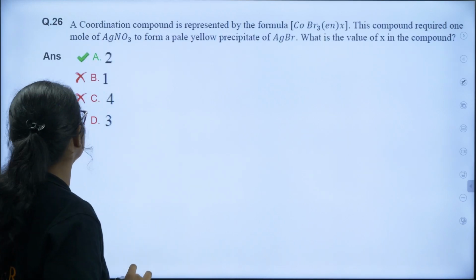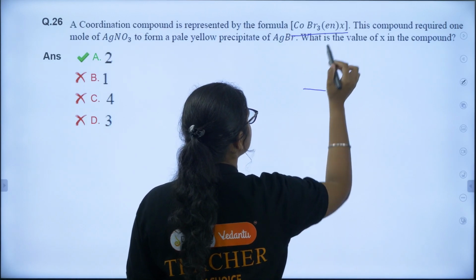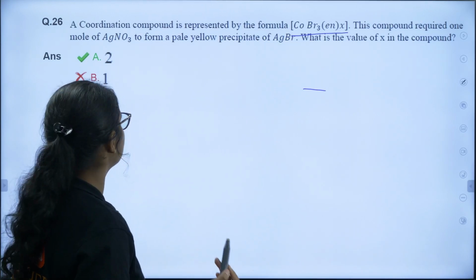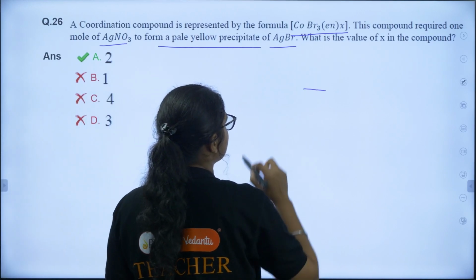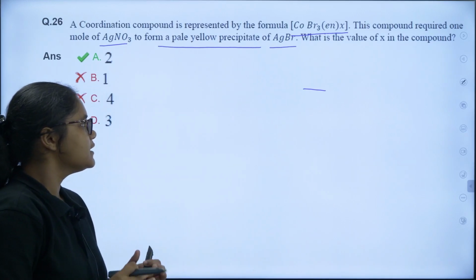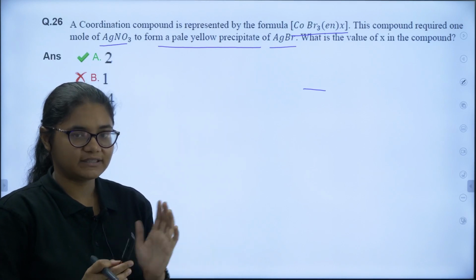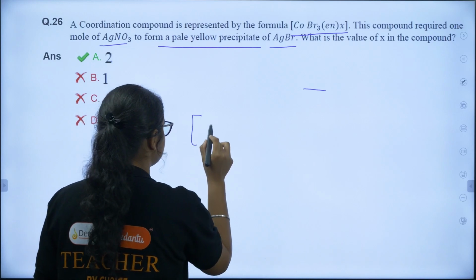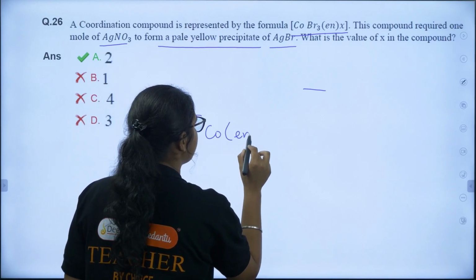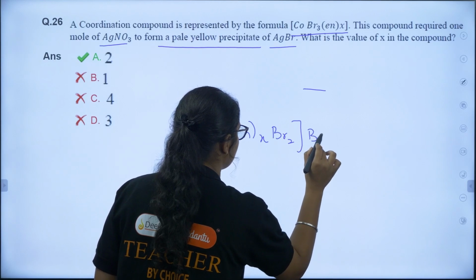Okay. Now let us see the next question. A coordination compound is represented by the formula Co Br3 en X. This compound requires 1 mole of AgNO3 to form a pale yellow precipitate of AgBr. What is the value of X? So there is only 1 mole of AgNO3 required. That means only 1 bromine should be outside the complex. So for Co, we have en X, Br2, and we have 1 Br outside.